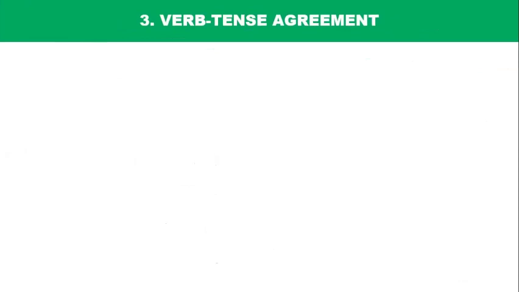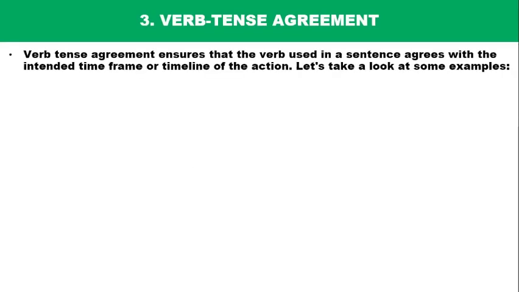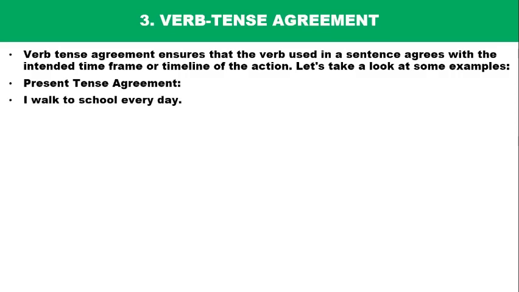Now let's move on to the third one, which is verb-tense agreement. Okay, verb-tense agreement ensures that the verb used in a sentence, of course, agrees with the intended time frame or timeline of the action. Let's take a look at some examples. Let's begin with the present tense agreement. For example, I walk to school every day. That's what actually is correct there.